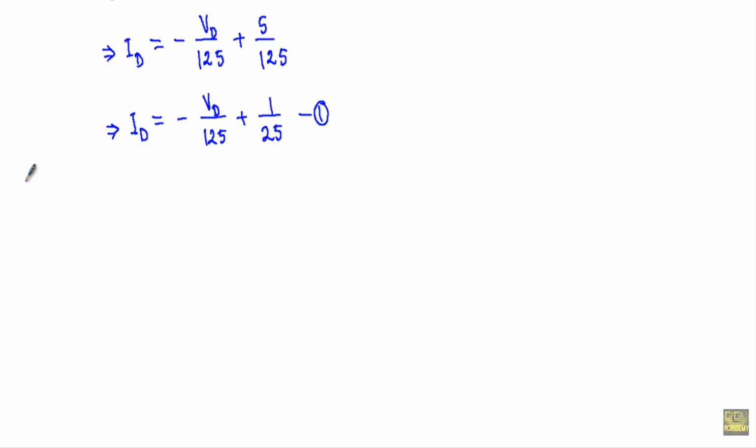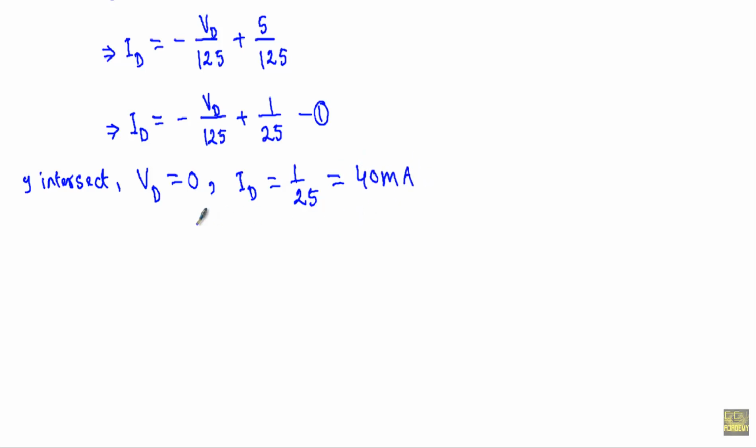If I want to find the y intercept of equation number 1, I will set the x coordinate equal to 0, that means VD equal to 0. In that case, you will see our ID will be equal to 1 by 25, which will give us a value of 40 milliampere. So our load line will intersect the y-axis at a point (0, 40 milliampere).